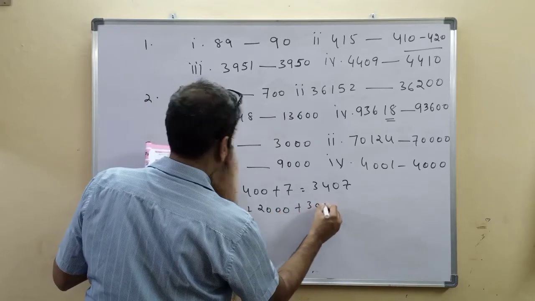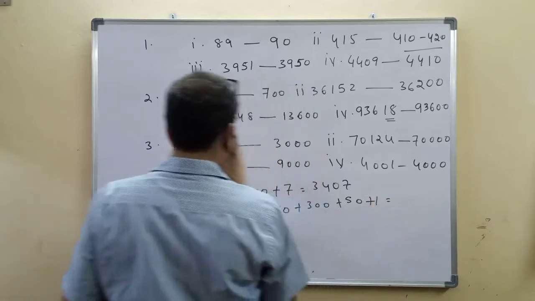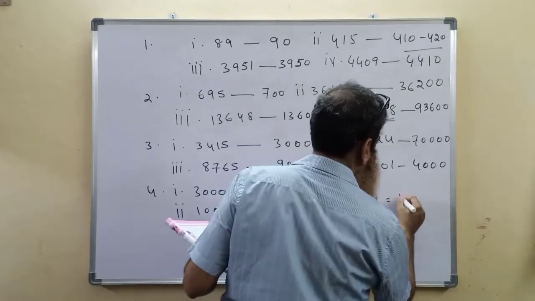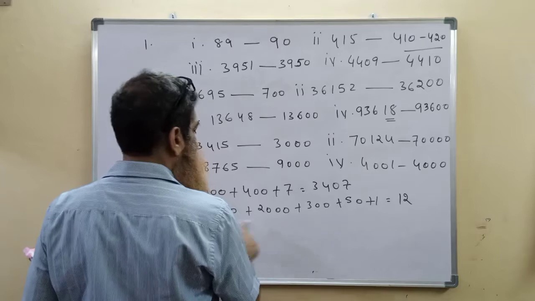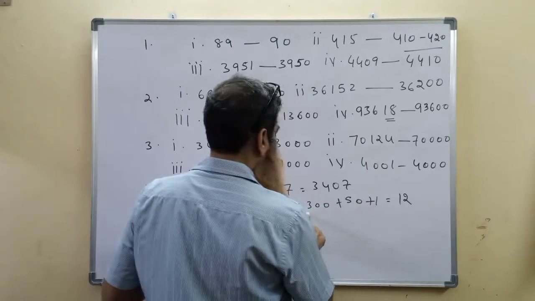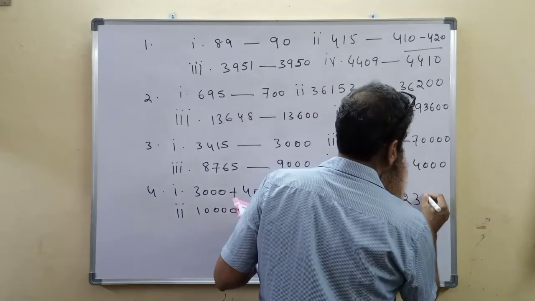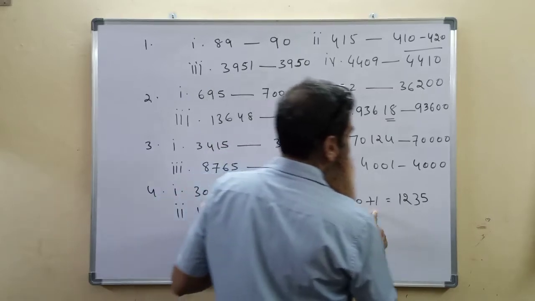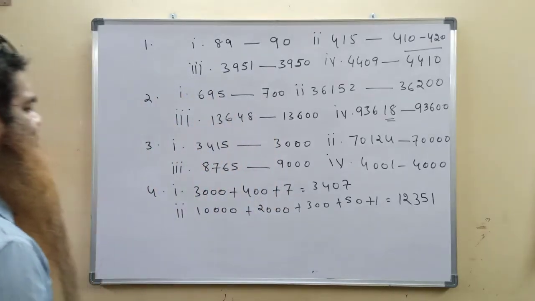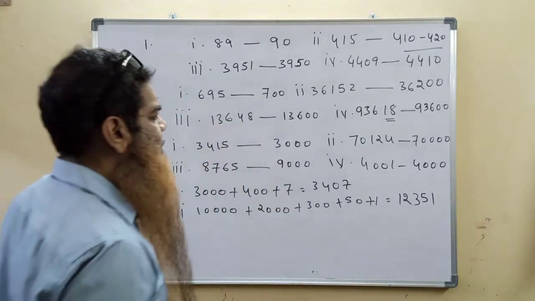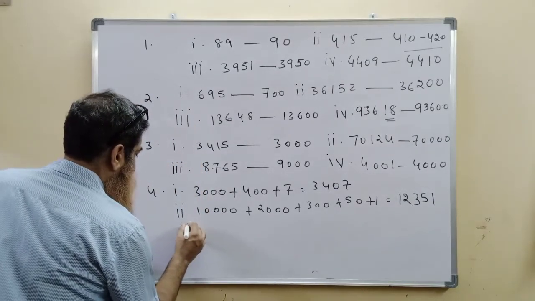Second bit, we have 10,000 plus 2,000 plus 300 plus 50 plus 1. So we have this 1 of 10,000. Then we have 2,000, so 10,000 plus 2,000 is 12,000. So we have 12 here. Then at hundreds place we have 3, 300. Then we have 5 at the tens place, 50. Then we have 1 in the units place. So the number we get adding up is 12,351.